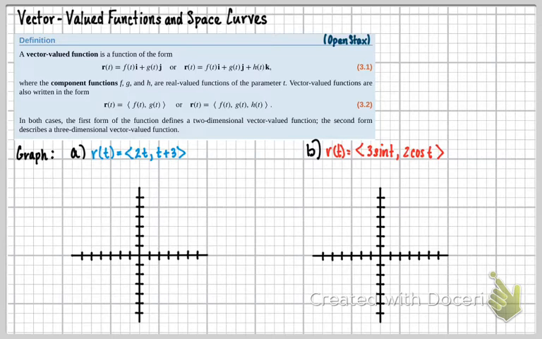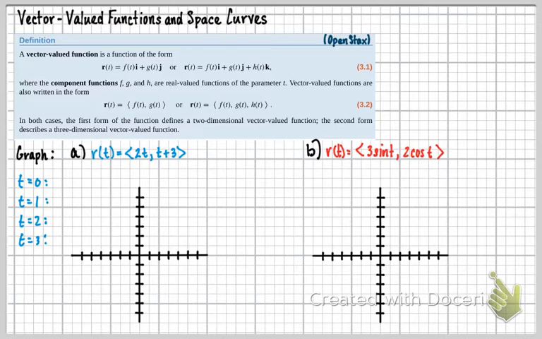Now below here, I'm dealing with a couple of two-dimensional vector-valued functions, and we could tell because I just have an f and a g for both of these functions we're going to graph. So let's get started. The first one I want to graph here is this number a. So I'm just going to pick some values for t. I'm going to say t equals 0, 1, 2, 3. So I just picked 4 values.